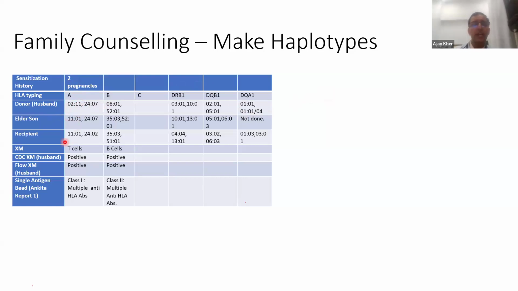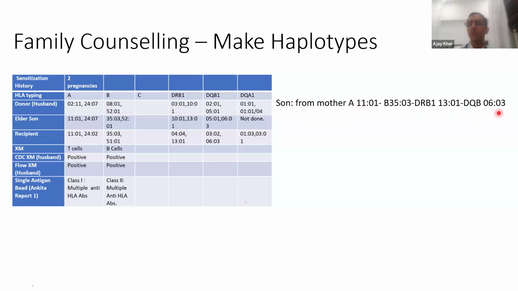Whenever I look at a family and a family pair, I start by making haplotypes. All your HLA A, B, C, DR, DQ, DP are on chromosome 6. They are all carried together, so you will inherit all of them from your mother or your father in one group. So you can look at the son and say, what did he inherit from his mother? The elder son, this is what he inherited from his mother.